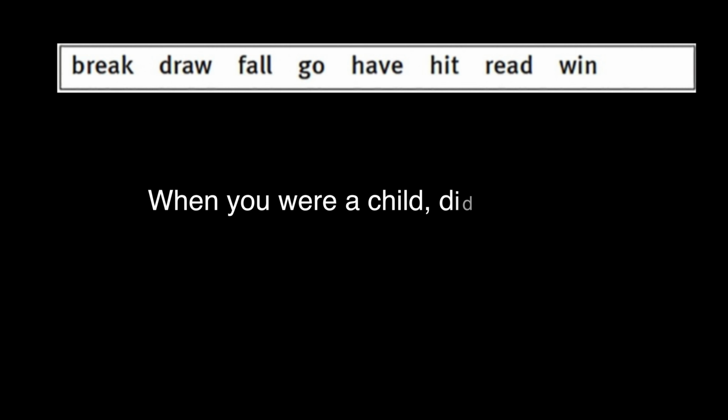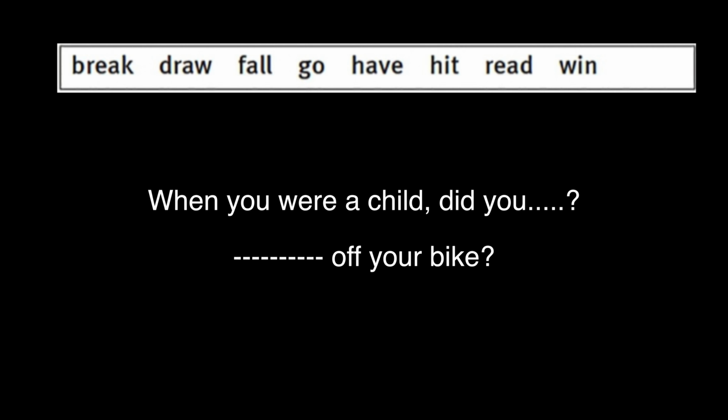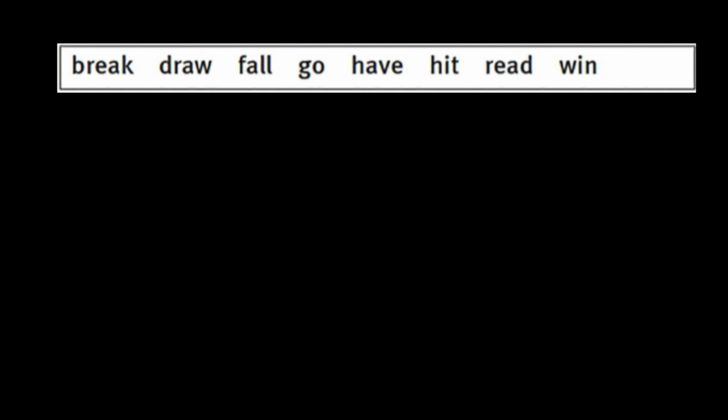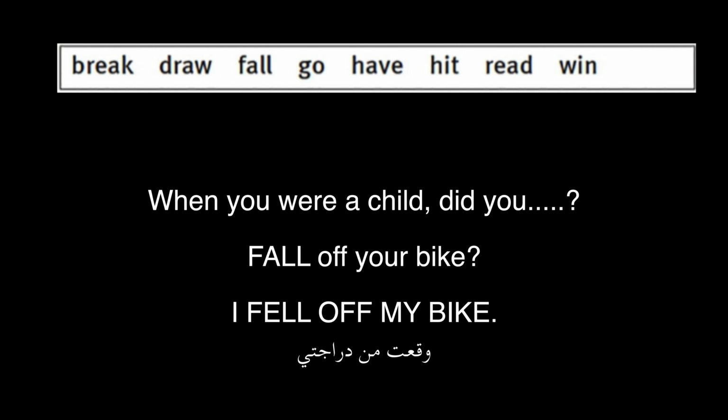Which verb should we use? Let's get back to the question. When you were a child, did you off your bike? Should we use break, draw, fall, go, have, hit, read, or win? You probably guessed it from the context. So the right verb here is fall. When you were a child, did you fall off your bike?